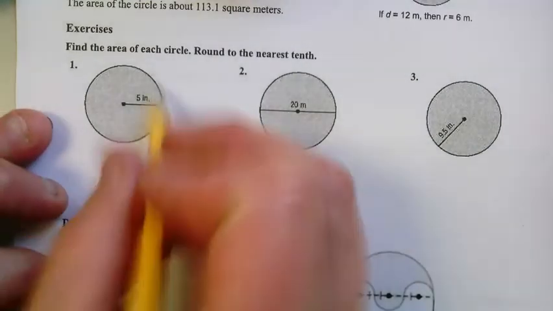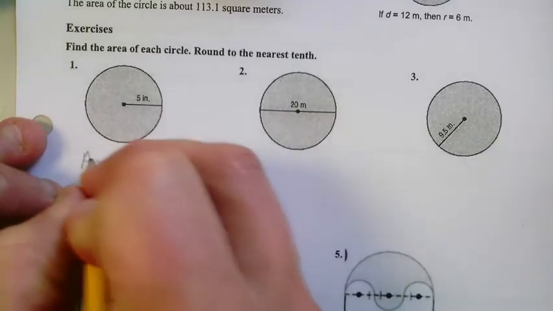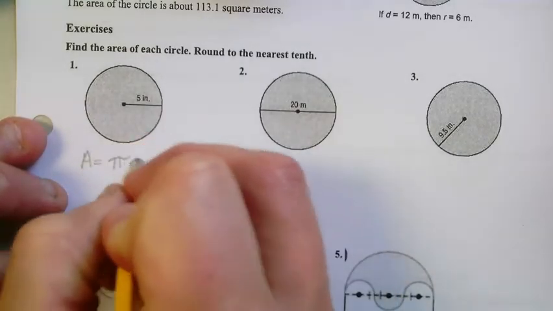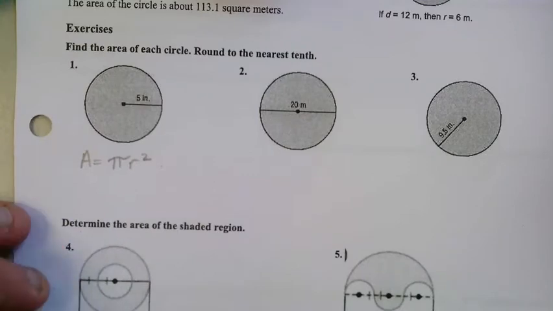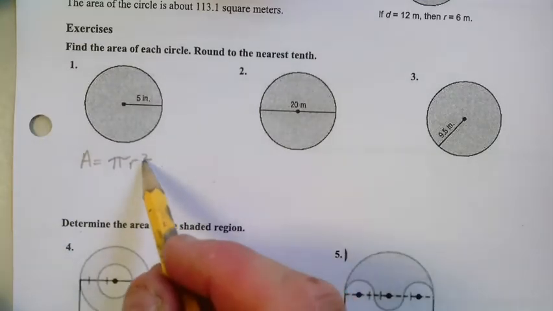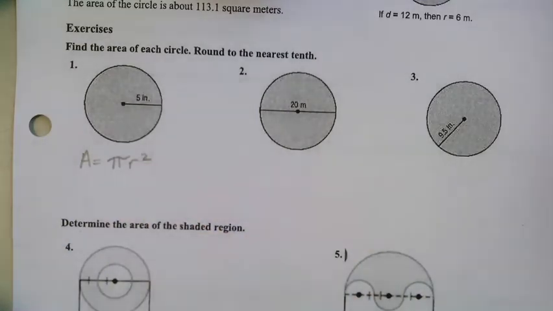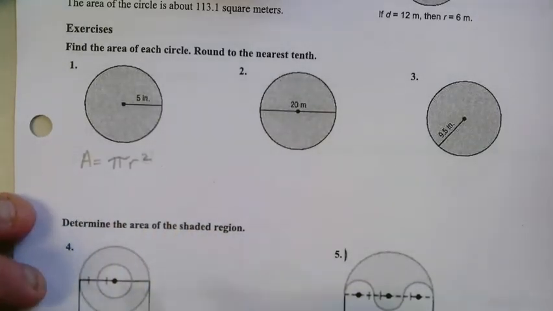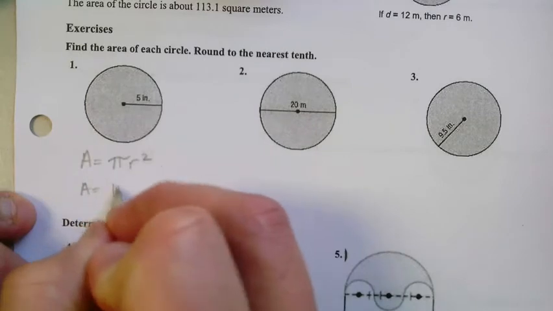So in number one, if I want to find the area of this circle, the area formula, and you guys have known this for a long time, is pi r squared. I think I've shared with you guys that how I remember that is because when you have an area, you have square units, so radius squared makes sense, right? Pi r squared.